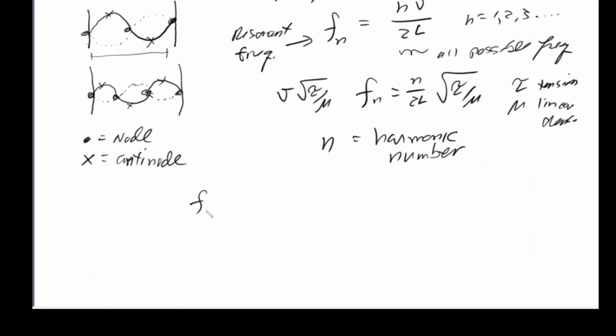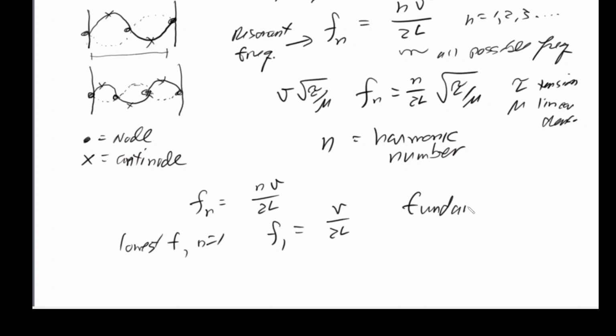So let's go back to our frequency is equal to nv over 2L. So the lowest frequency is when n equals 1. So f1 is equal to v over 2L. And this is called your fundamental frequency, or first harmonic.